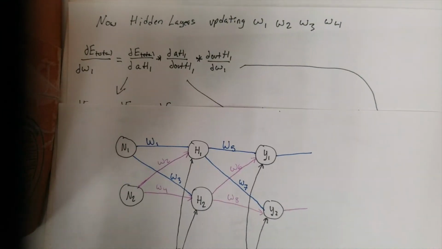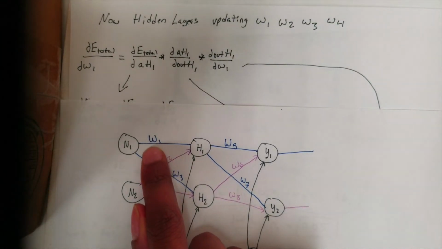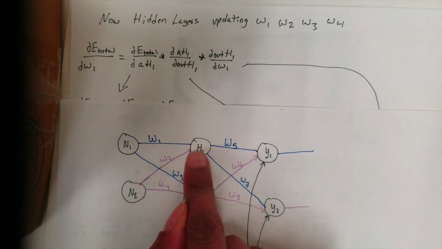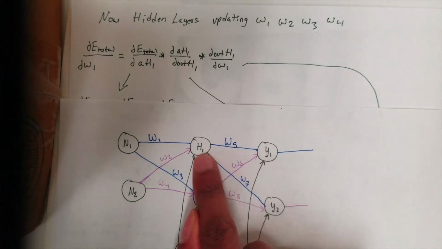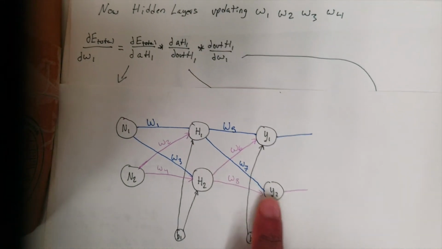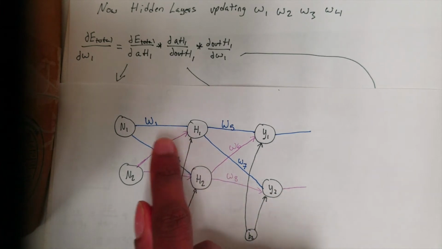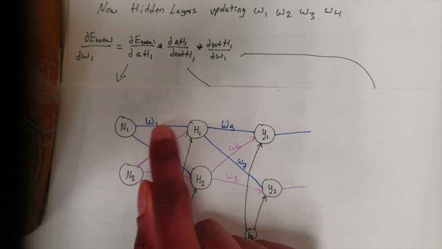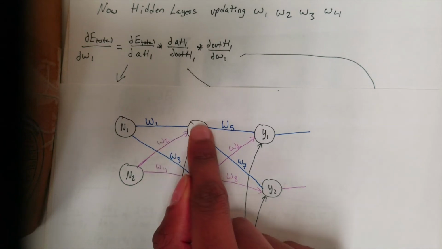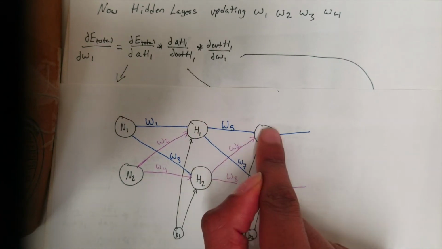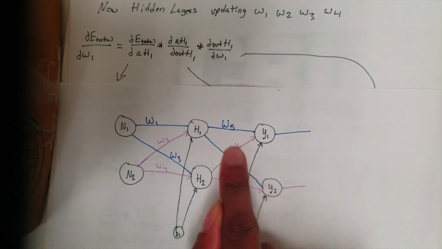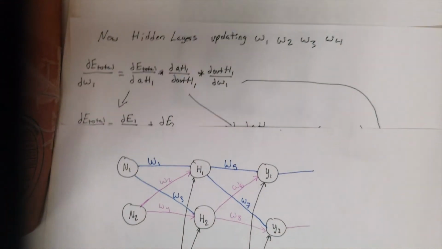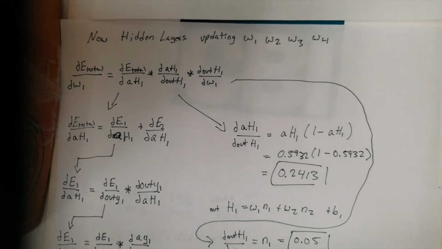to find W1's contribution to the whole error, we first have to find its contribution to H1. Now H1 has a contribution to this guy's output as well as this guy's output. So first we have to find this guy's total contribution. We have to find its contribution to H1, and then H1's contribution to Y1, and then H1's contribution to Y2, and all their activations on the way. So let's go ahead and get started.